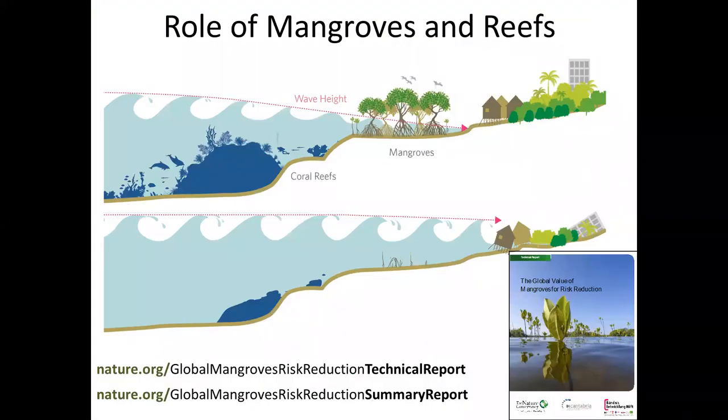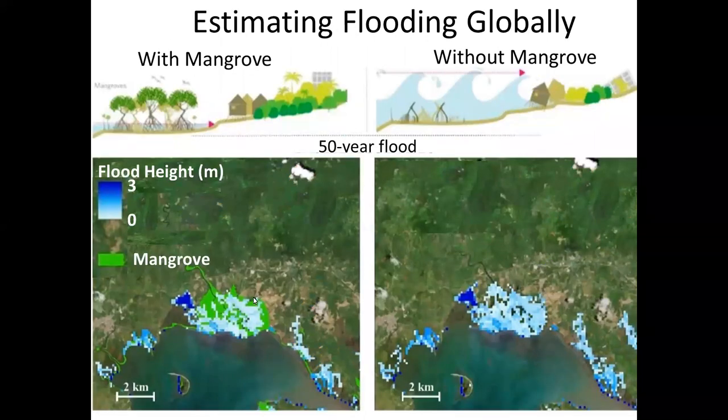Okay. So what I'm first going to talk about is some work that we released just a couple of weeks ago, our global report on the value of mangroves for risk reduction. And again, this is just a cute graphic of what you can expect as you lose those habitats. Let's see, there we go. Okay.